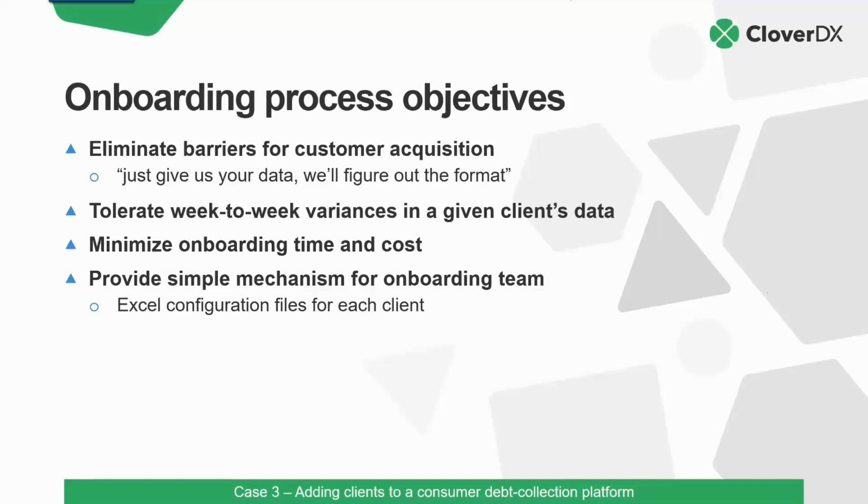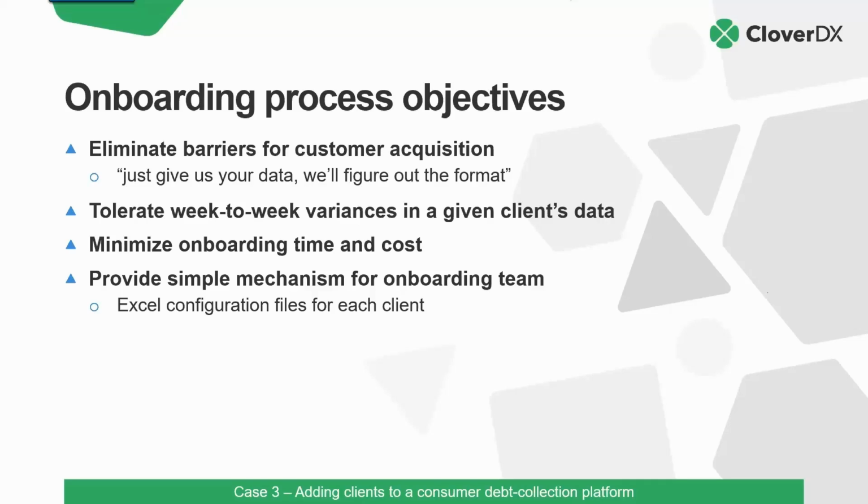Likewise, tolerate variances in data formats, not only between clients, but also week to week for a given client, right? Someone becomes a client, and then 3 weeks down the road, they give you some new information about new debtors, and it's in a slightly different format, right? We want to be able to tolerate that without having to stop the presses. Obviously, want to onboard as quickly and cost efficiently as possible.